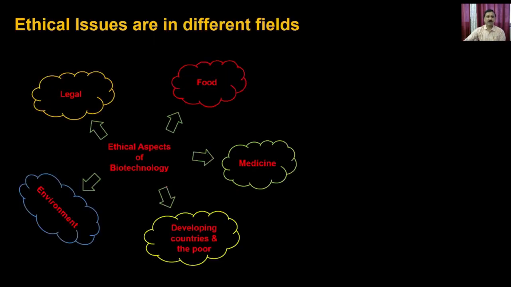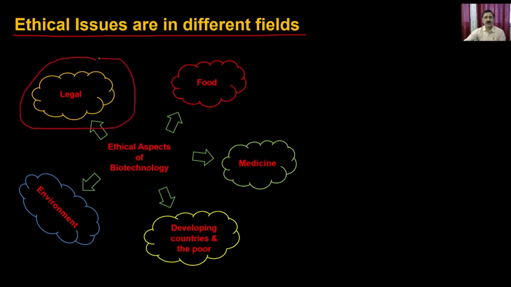Now, the first question. The ethical issues are taking care of the different aspects, and that's how the ethical issues are also associated with the different aspects related to human life, whether it is related to the legal issues. Legal issues come when you are trying to develop a product, and then you are trying to take a patent so that you can make money out of that.